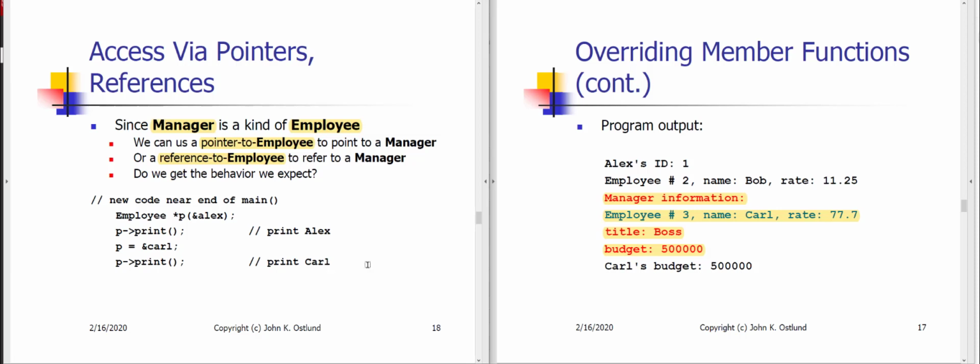Let's think about what we would like to have happen, and let's see what actually does happen in this case. If I have a pointer to an employee pointing at Alex, and I say P arrow print, then Alex is an employee, and I expect the employee print function to be called to display Alex. If I make P point at Carl, so P contains the address of Carl, and I call P arrow print, probably I would like the program to figure out that P is now actually pointing at a manager, and even though a manager is a kind of employee, I would really like to have the manager's print function called.